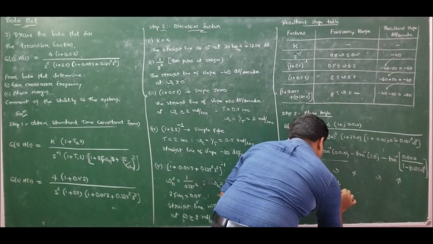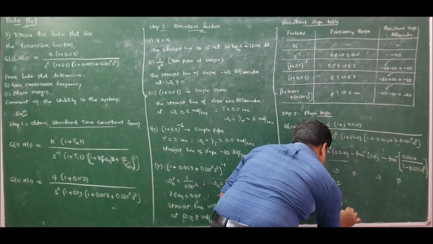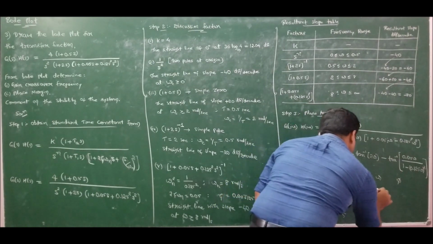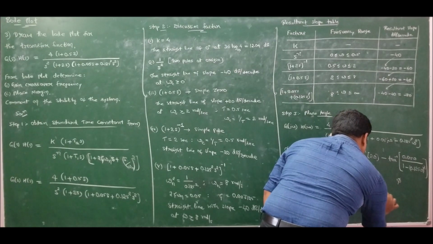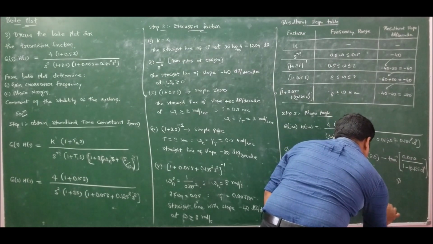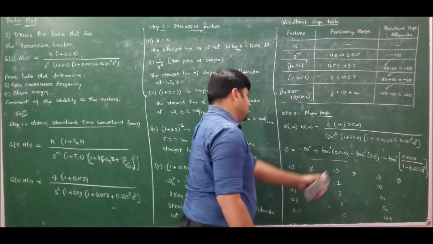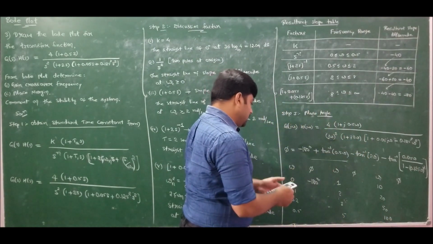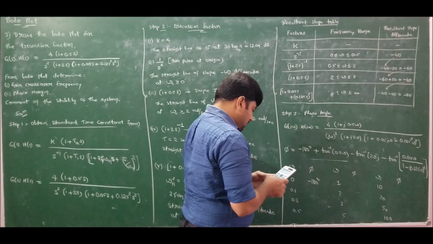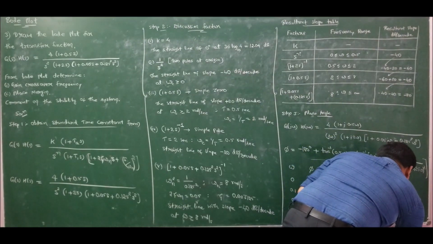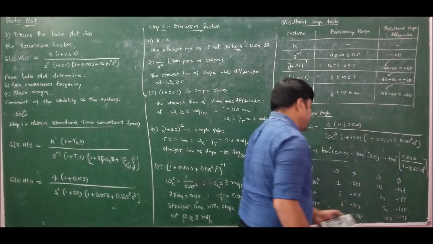Then I will take 1, 2, 3, 5, 10, 20, 50, and 100, for which you fill up the table. If I fill up the table, I will get, for 100, it is 179.